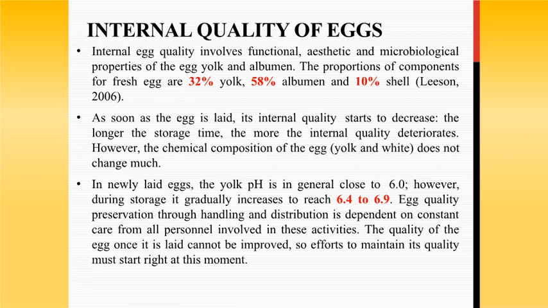However, the chemical composition of the egg, yolk and white, does not change much. In newly laid eggs, the yolk pH is in general close to 6.0. However, during storage it gradually increases to reach 6.4 to 6.9. Egg quality preservation through handling and distribution is dependent on constant care from all personnel involved in these activities. The quality of the egg once it is laid cannot be improved, so efforts to maintain its quality must start right at this moment.